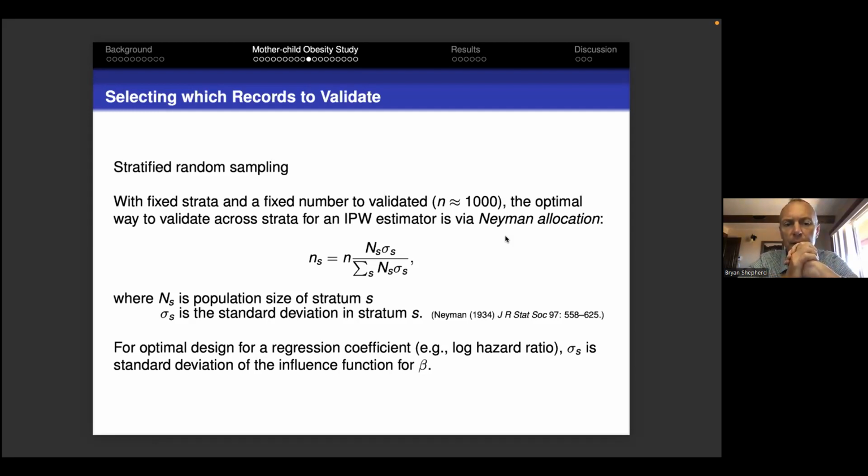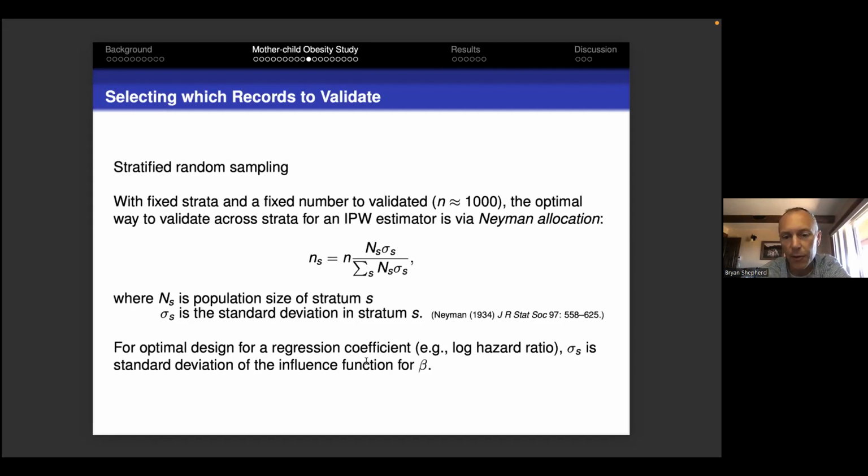With fixed strata and a fixed number of records to validate, in our case 1,000, the optimal way to validate across strata for an inverse probability weighted estimator is using Neyman allocation, which is based on the following equation. N is the number we're going to validate, 1,000. Capital N_s is the number in the strata in the population, and sigma_s is the standard deviation of what we're trying to estimate within that strata. So the number that we should sample from the stratum is proportional to the size of the strata and the standard deviation in that strata.